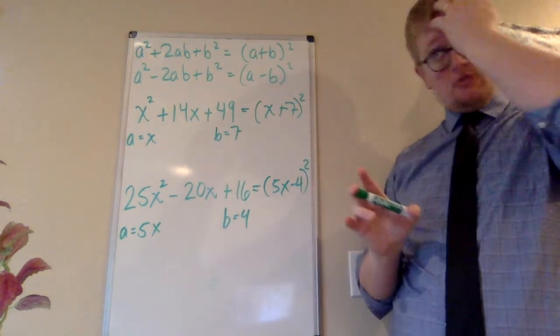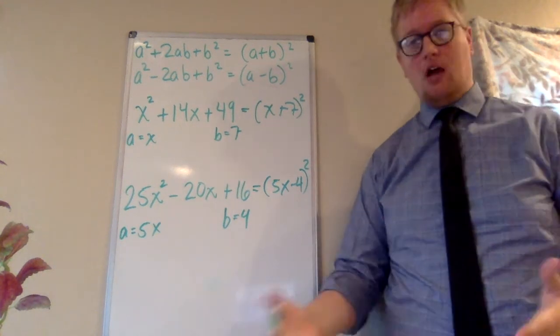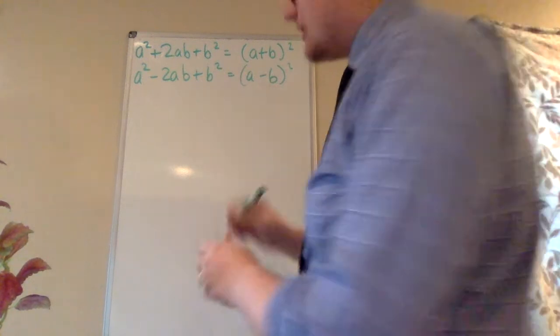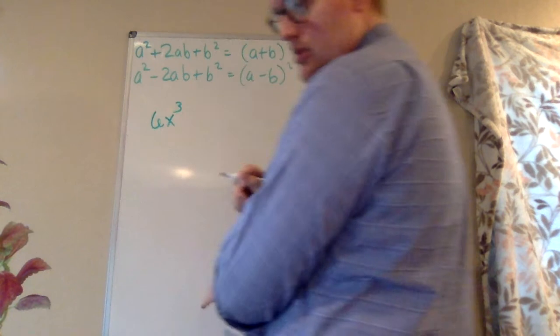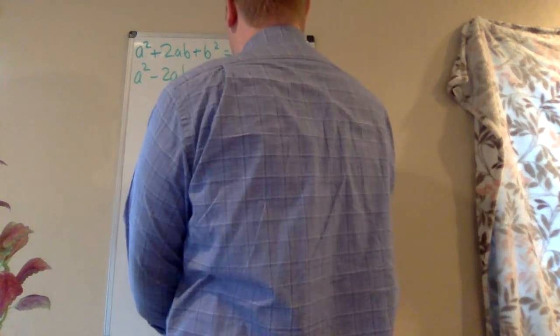I suppose I forgot to mention one thing. You should always check to see if there's a greatest common factor first. These ones did not. Let me go over one that does have a GCF, just so we can be comfortable with that. All right, 6x cubed minus 60x squared plus 150x.